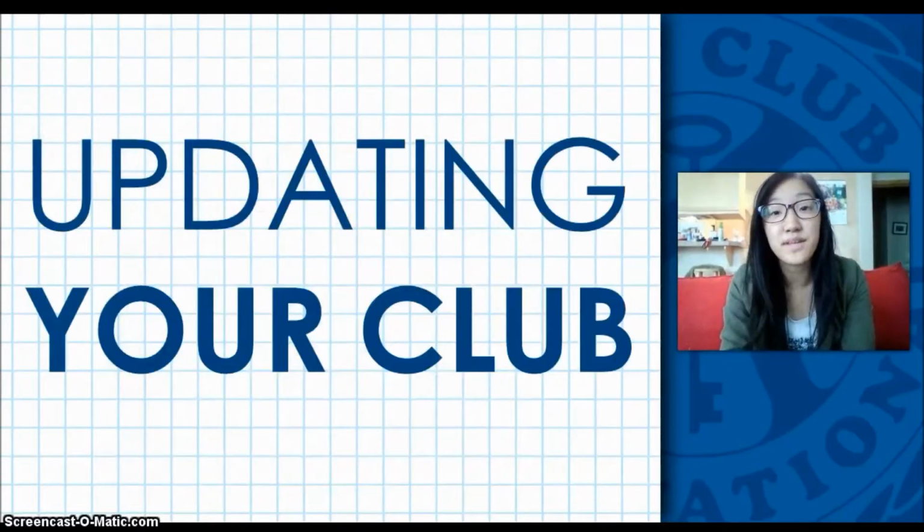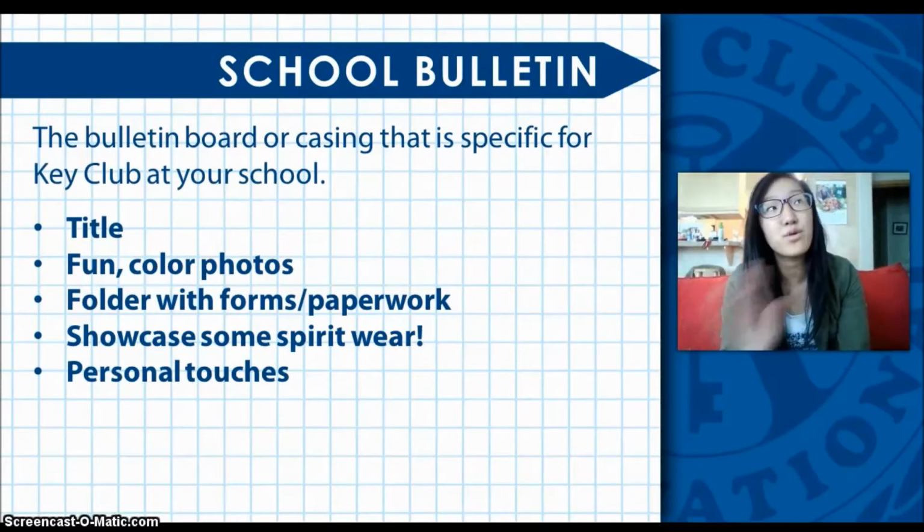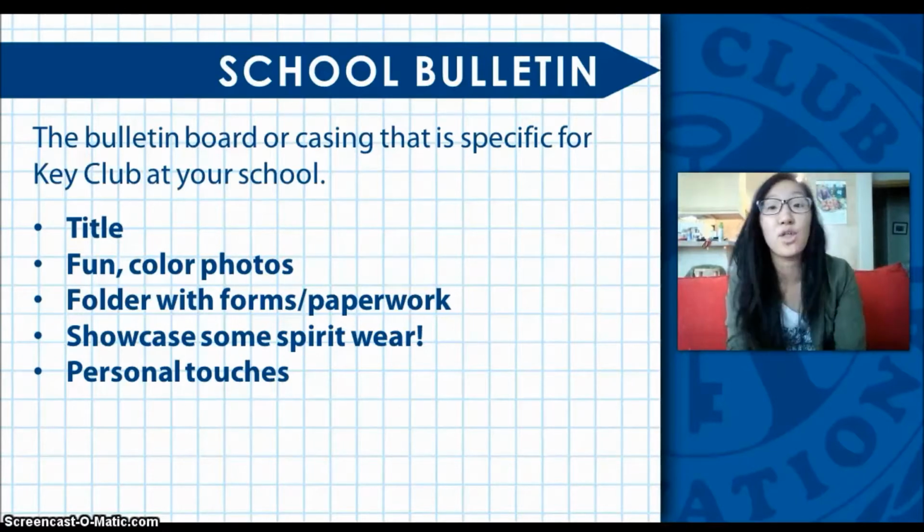So the next responsibility that you have as an editor is to update your club. And so I have three main ways for you to update your club. And the first way is through a school bulletin. And so that school bulletin is just a bulletin board or a casing that you see in your hallway. So when you walk by them at school, you see something on the walls.